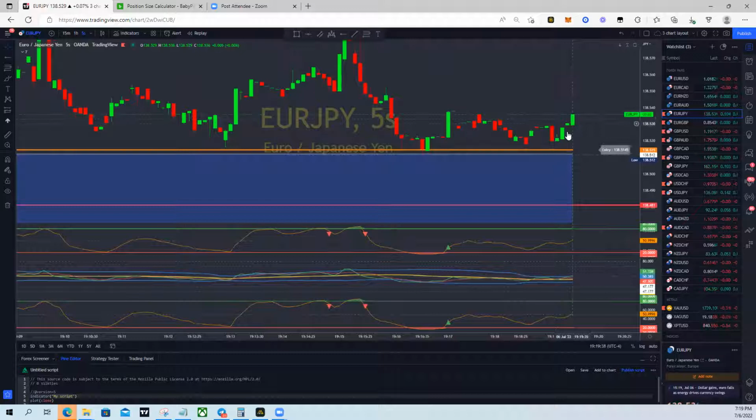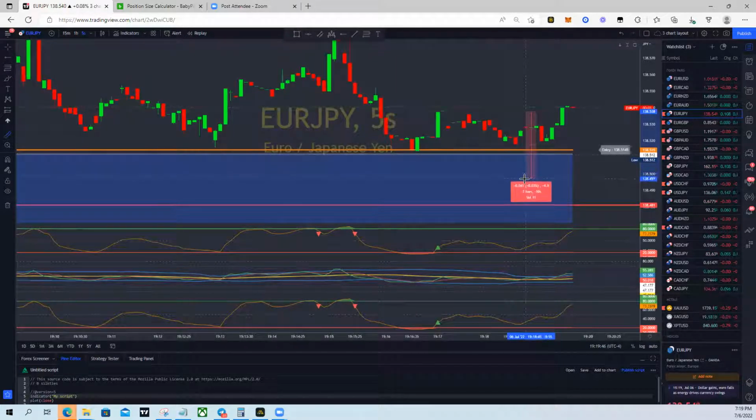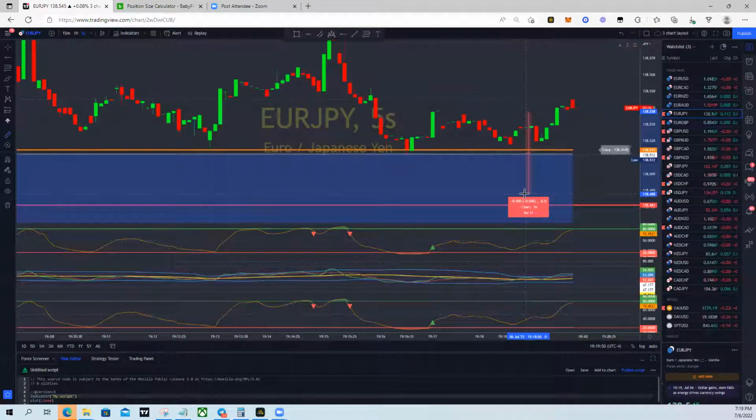I would buy Euro JPY right now and risk 5 to 10 pips. Back into the zone is 3 pips. I would risk at the most 5 pips on this buy.